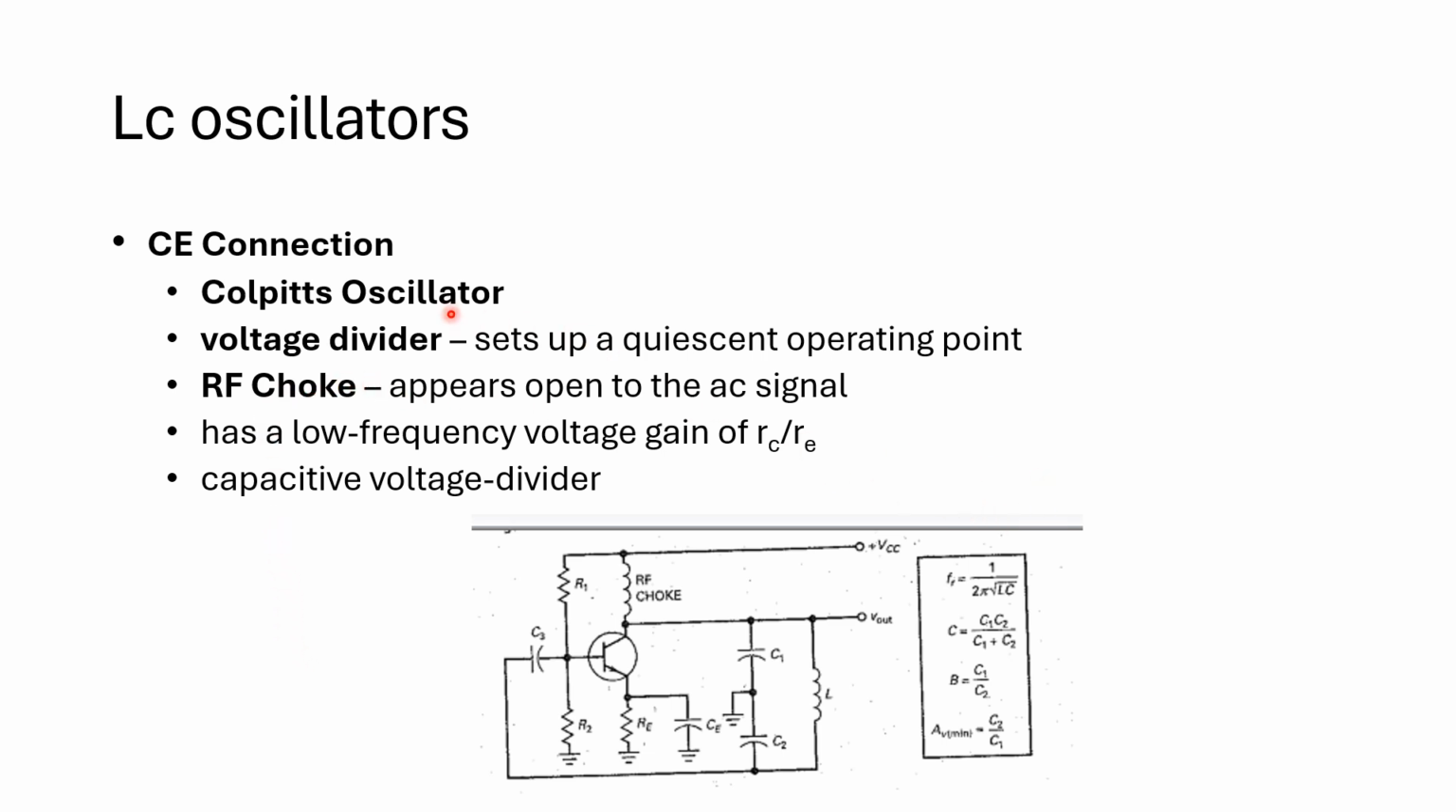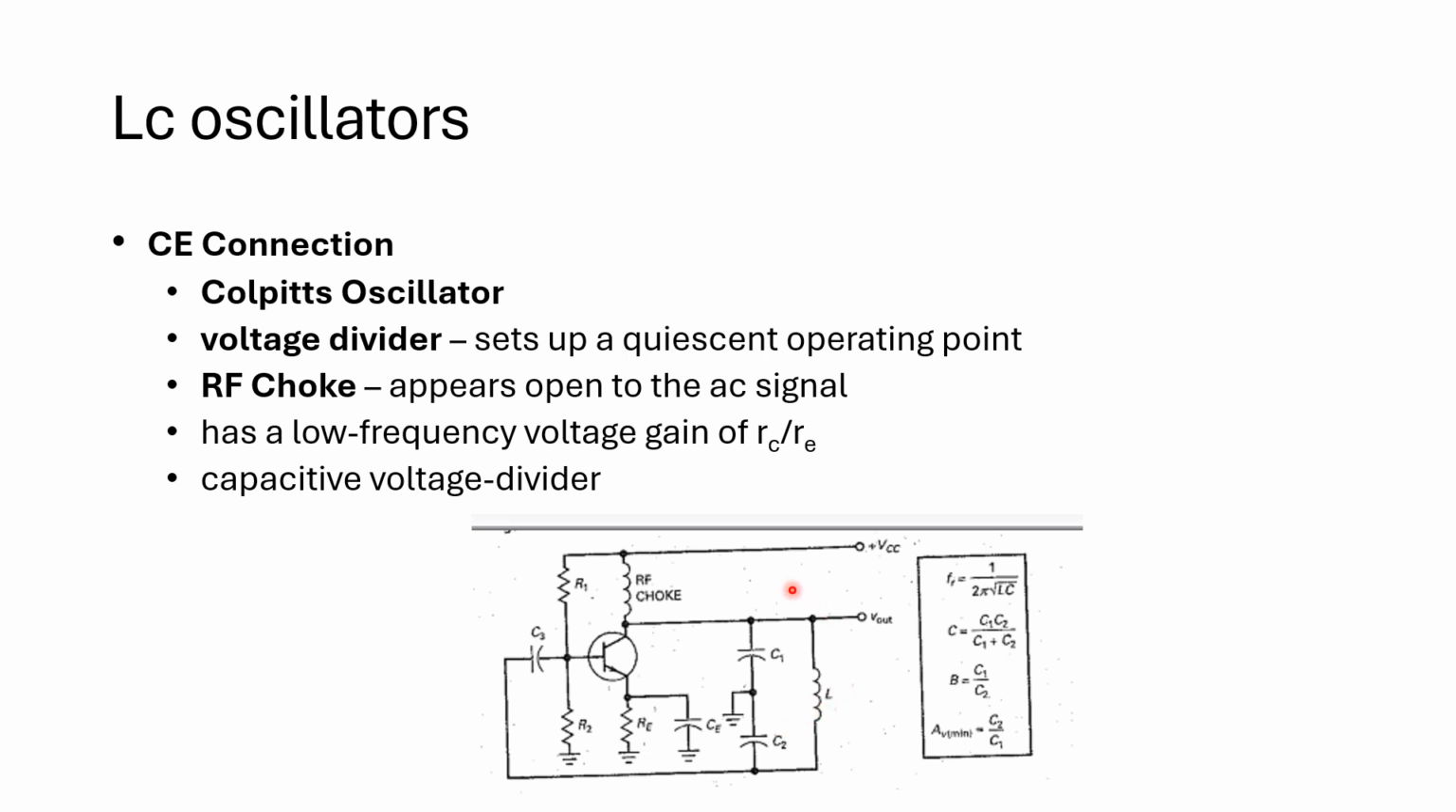One example is a Colpitts oscillator. The voltage divider sets up a quiescent operating point. We have here an RF choke. The RF choke appears open to the AC signal. So it has a low frequency voltage gain. Voltage gain is equivalent to RC over RE. And we call this a capacitive voltage divider, because we have capacitors as our resonant frequency determining network.